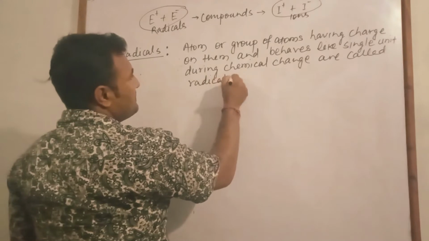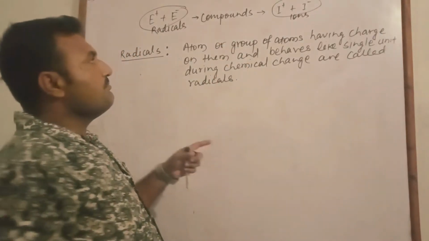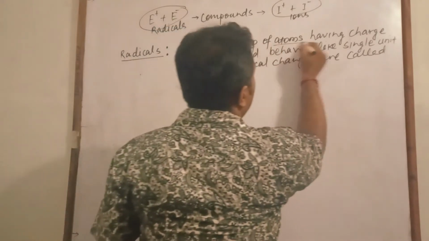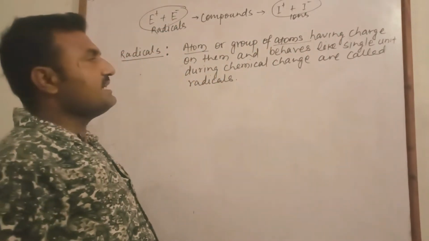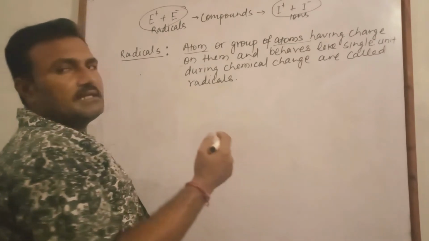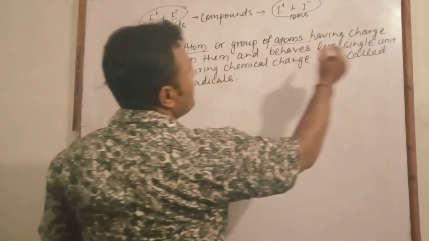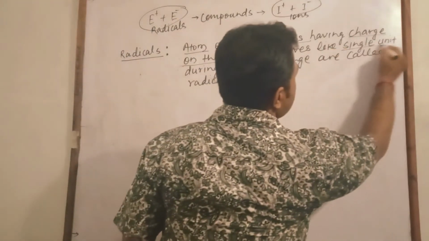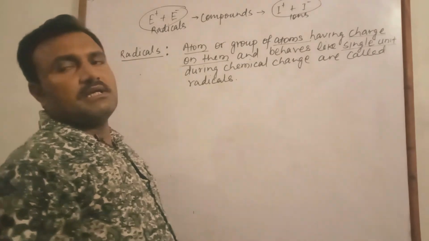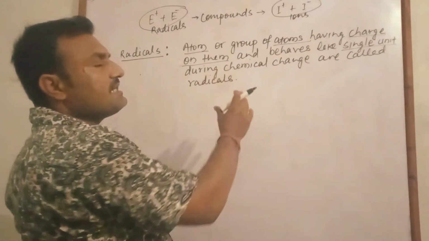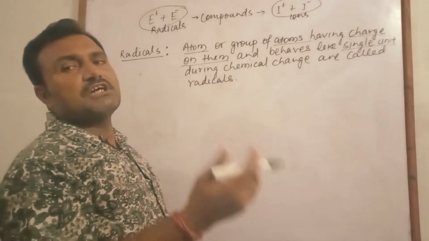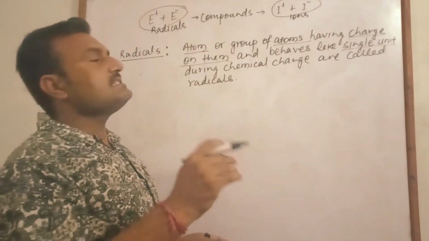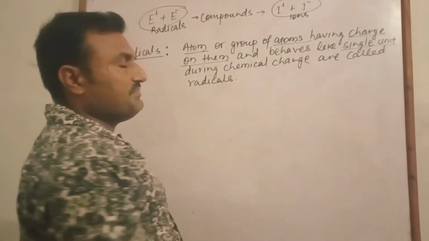radicals. It means radicals may be made from an atom or group of atoms. And what is the important characteristic of radicals? They carry a charge and behave like a single unit in chemical change. During chemical change, radicals behave like a single unit without destruction of their identity. They take part in chemical reactions.